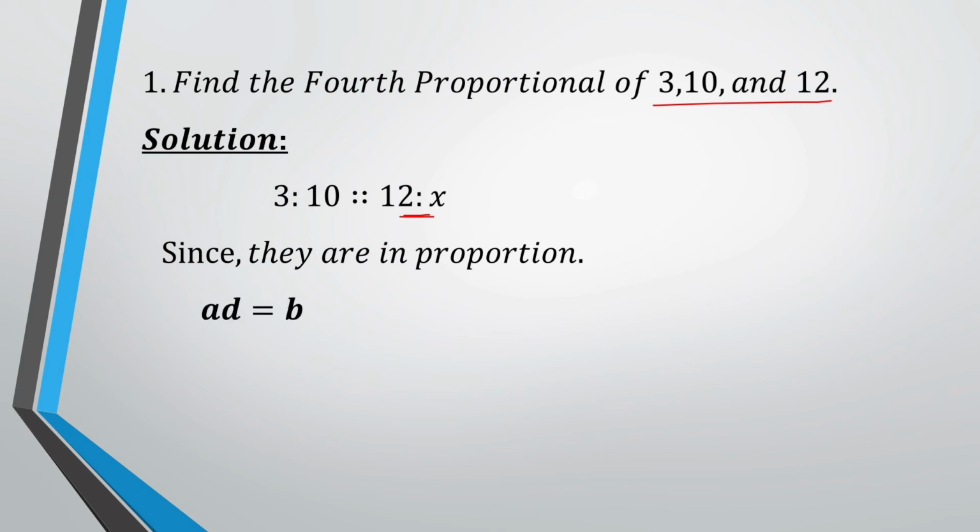Then AD is equal to BC. We already know the product of means is equal to the product of extremes. So 3 and x are extremes and 10 and 12 are means. So 3x is equal to 10 into 12. So x is equal to 40. So 40 is the answer. So the fourth proportional is 40.